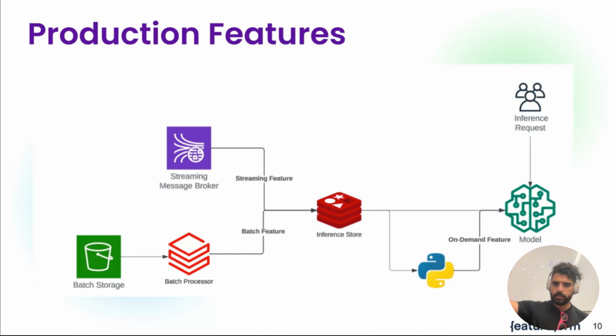You see how the inference request comes on the right side? When a user makes an inference request, the model goes and grabs the features. That feature can already be created and pre-processed, and it's being constantly updated and it's very fresh, based on a stream.